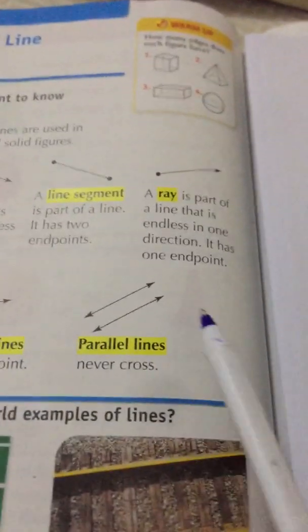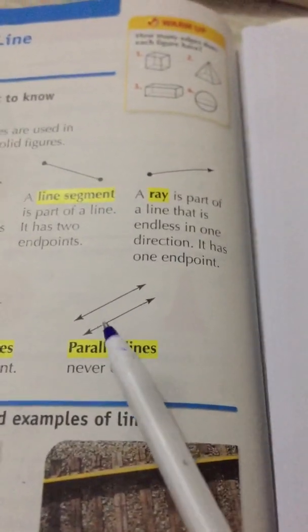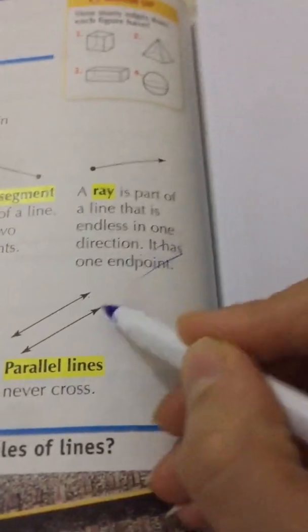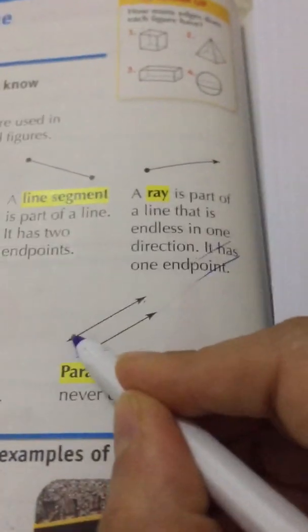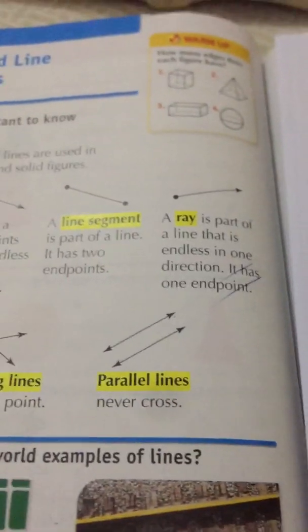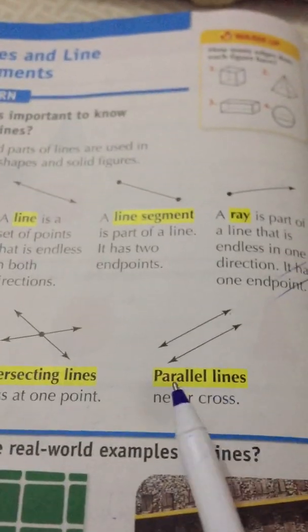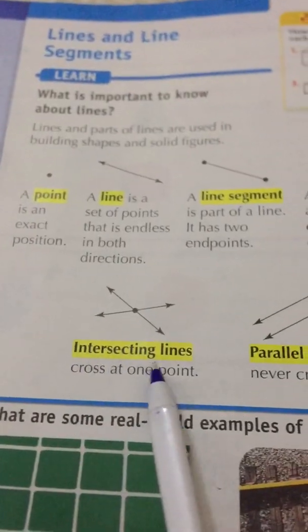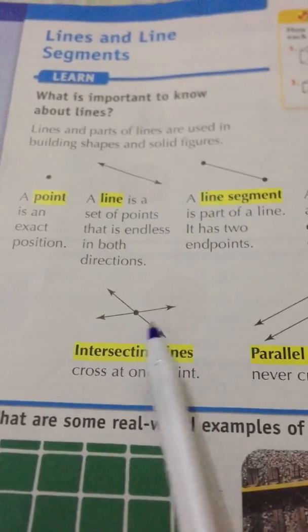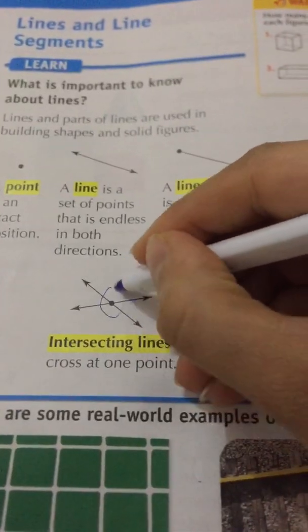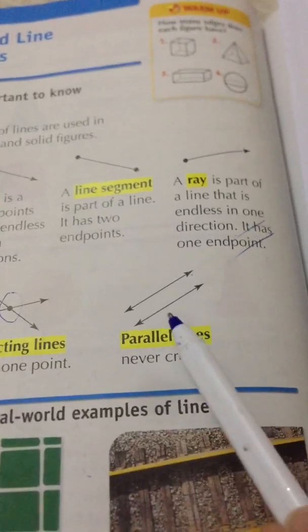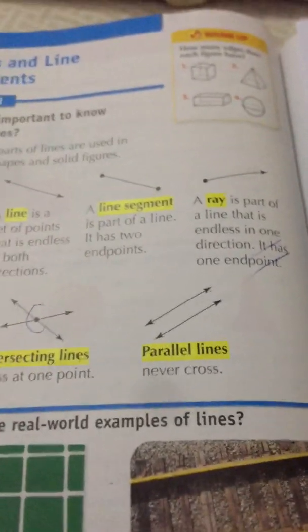Now, if I have two lines that never cross, if the lines can continue forever and I continue straight like this, they never cross. It means parallel lines. What is the meaning of intersecting lines? It means two lines cross at one point. Parallel lines mean two lines that never cross. Never cross.